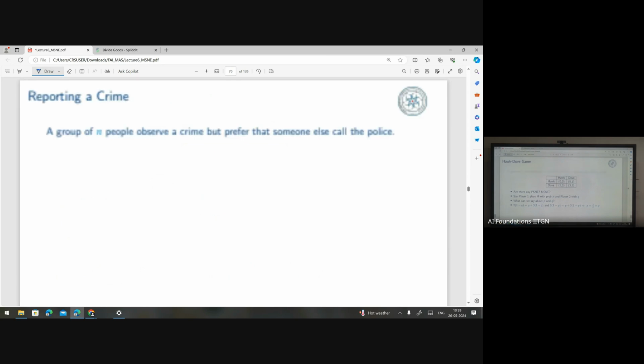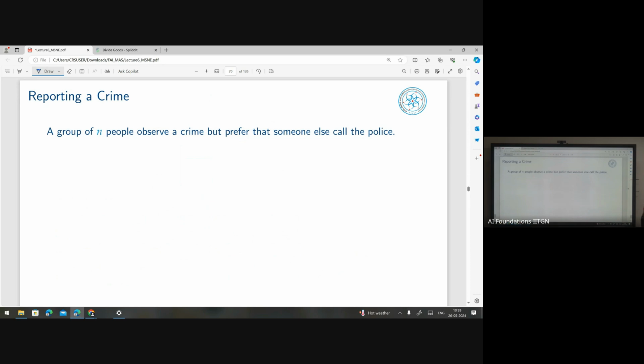So now we'll see one example: reporting a crime. Typically when we see on the road there is an accident and there is a large group of people who are witnessing that particular accident or crime, what is the probability that the police is informed? What is the probability that at least one of the agents would reach out to the police and call the police? There is a way in which I have defined the example.